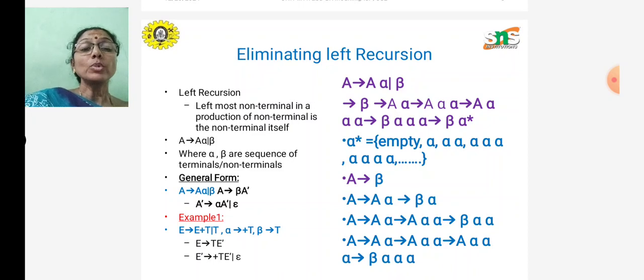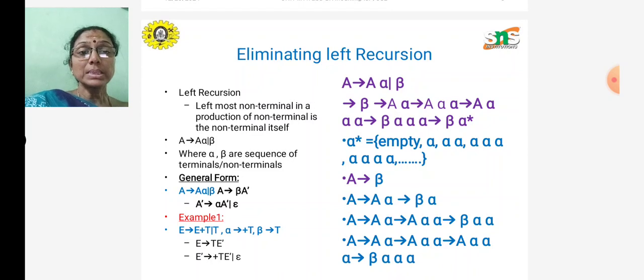For example, you have the grammar E tends to E plus T or T. That can be rewritten as E tends to T E dash, where E dash is alpha E dash or epsilon. Here alpha is plus T, so E dash is plus T E dash or epsilon, and beta is T. We have to match this with our rule and derive it. Another example is T tends to T star F or F.